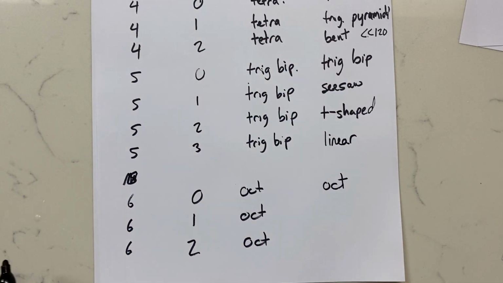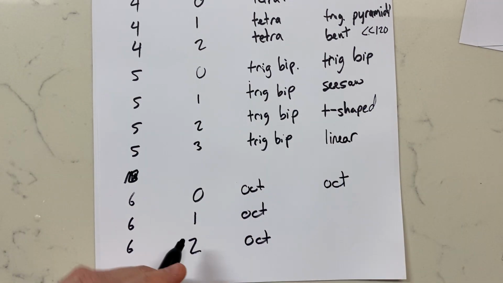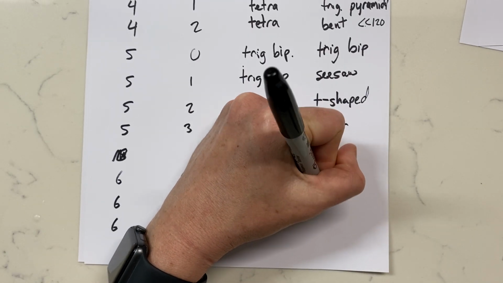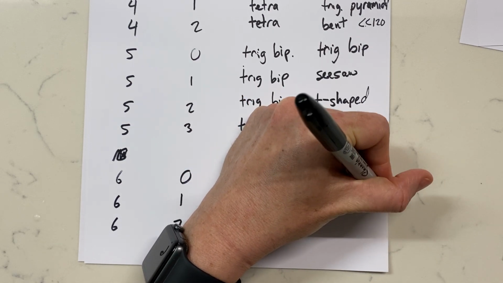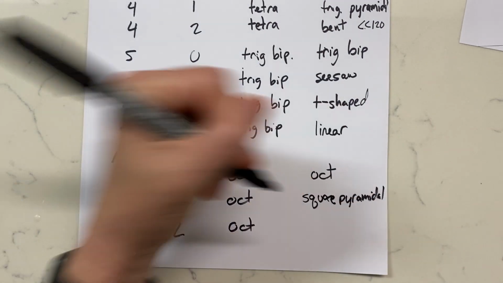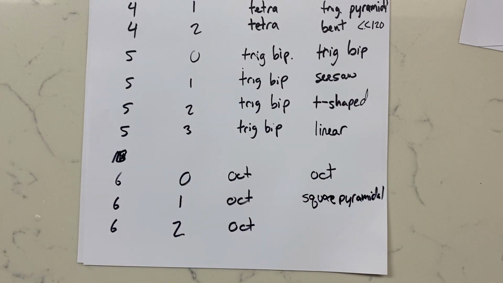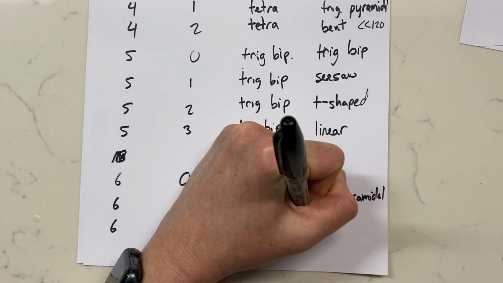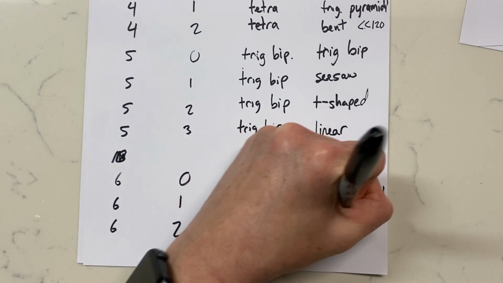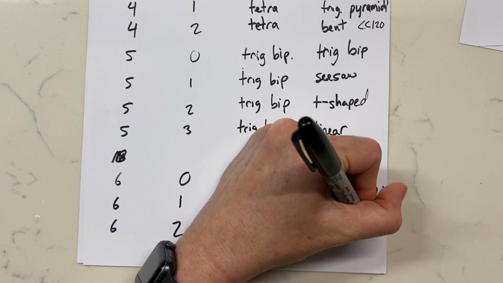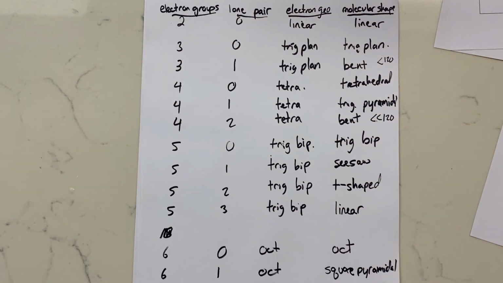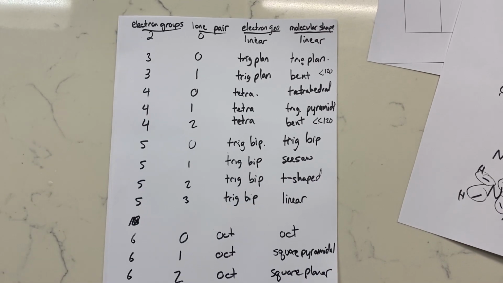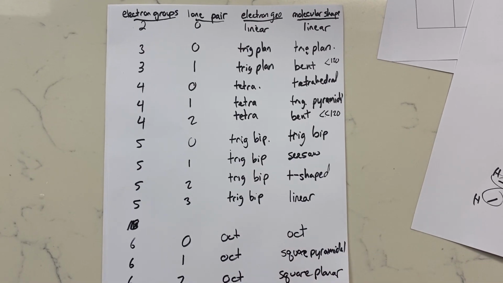0 lone pairs, it will be octahedral. If you have 1 lone pair, it's called square pyramidal. Square has an E on it. And if you have 2 lone pairs, it's square planar because it looks like a square in a plane. Okay, so once you've gotten this entire thing, and I'll zoom out in case you want to randomly screenshot it, then you're set to really understand shapes.